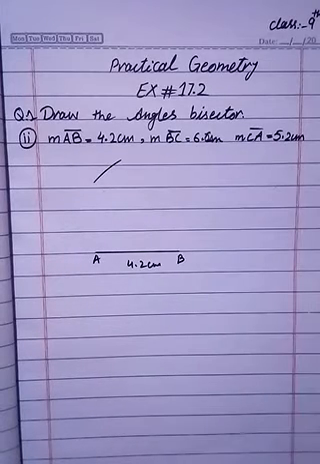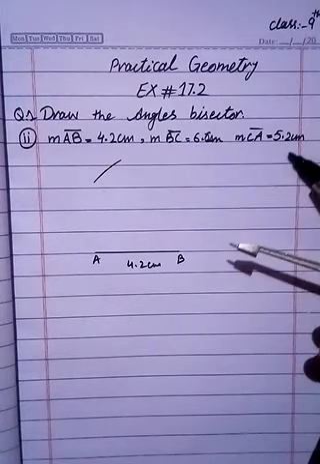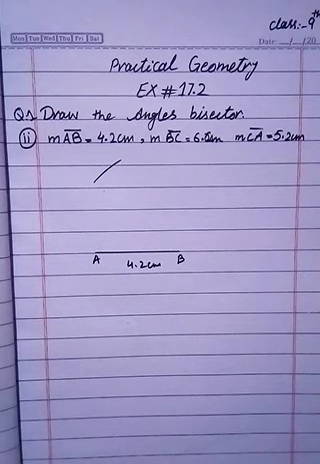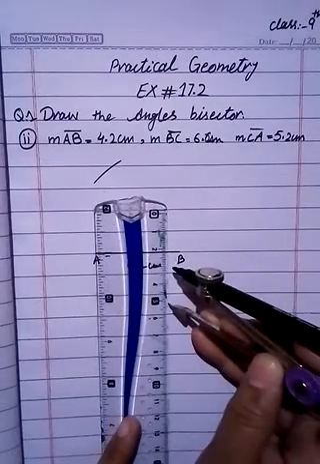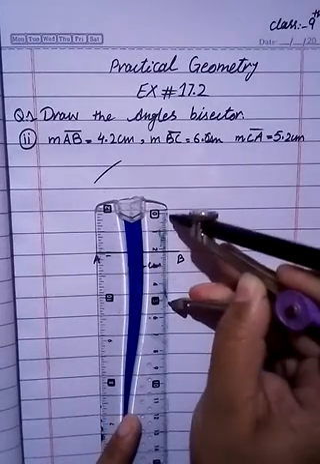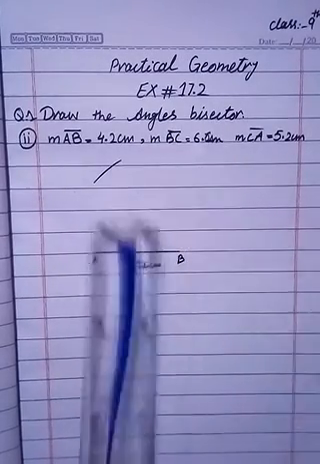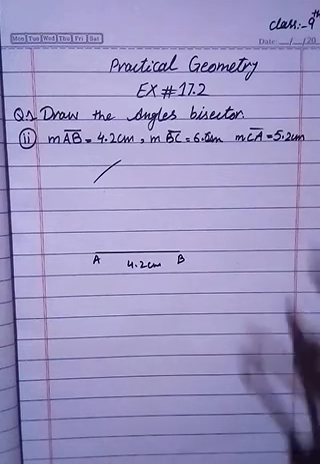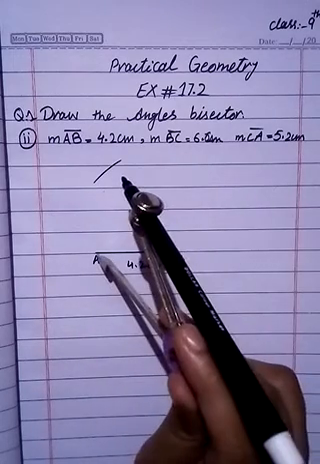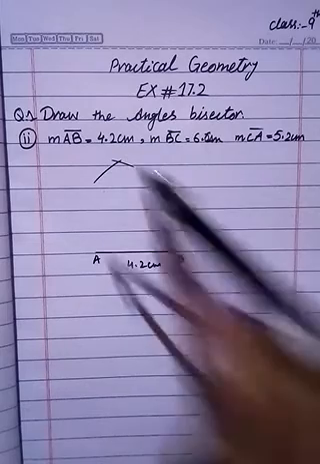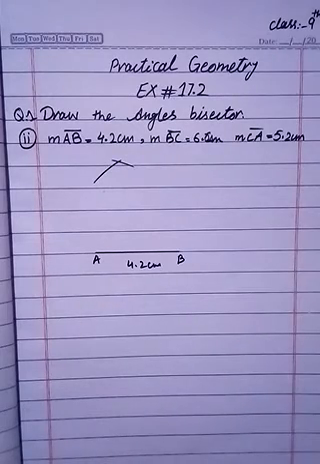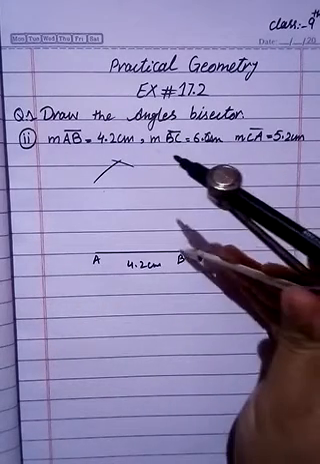Now next is measurement CA equals to 5.2 centimeter. Now you have to open compass from 0 to 5, and after 5 you have to count two lines like this, 5.2. Now you have to put compass at point A because C is not mentioned here. You have to put compass at point A and draw arc. Now check that these two arcs intersect each other.